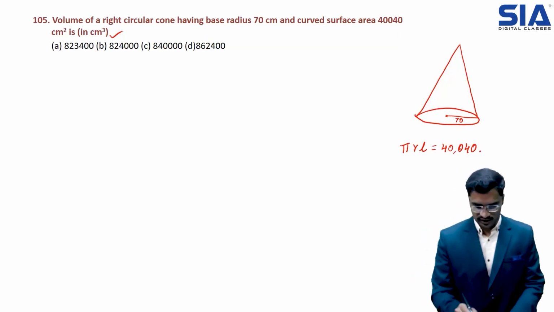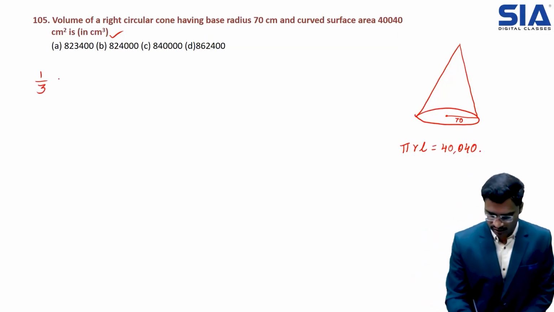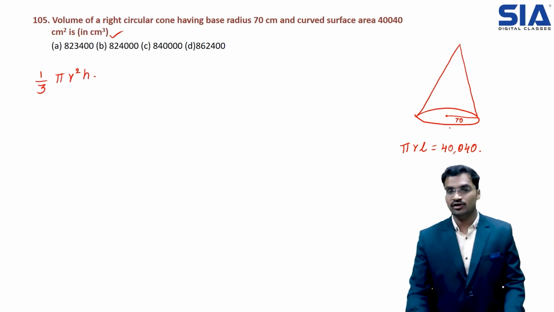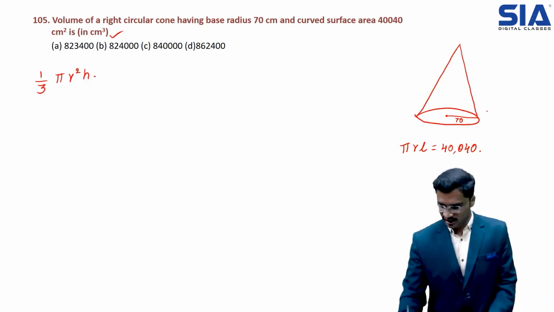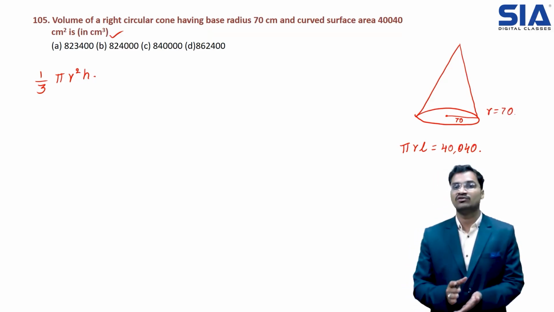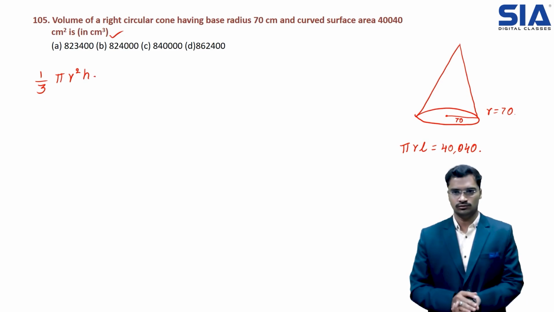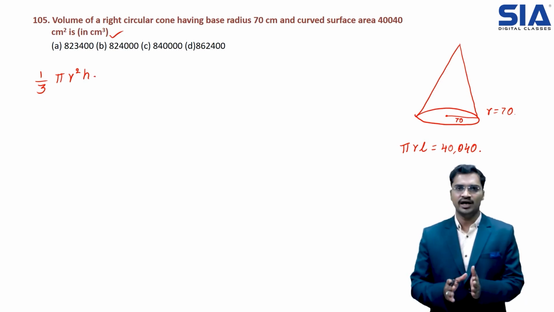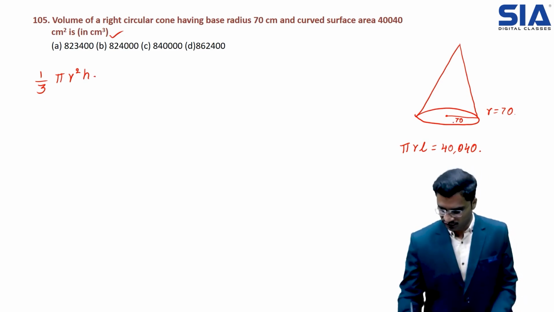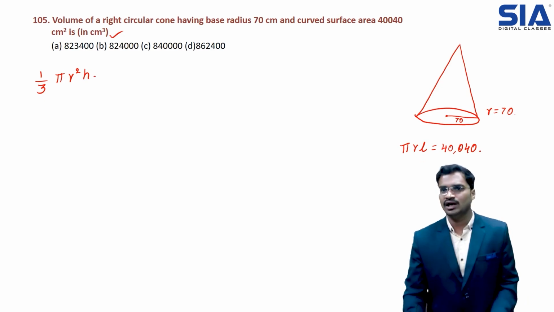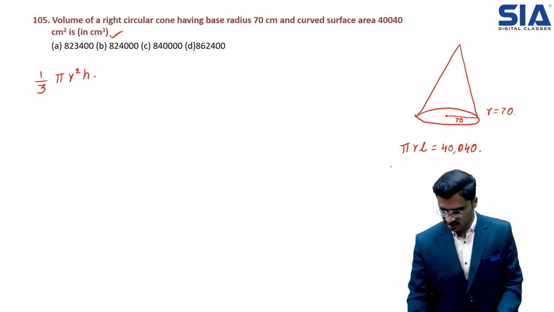Volume of cone is 1 by 3 pi r square h. So we already know the value of r. Here the radius is 70. But we have to find the height of that cone. So in order to find the height of the cone, first of all I have to find the lateral surface or the lateral height, so the L value. We have to find the L value. So let us solve this one.